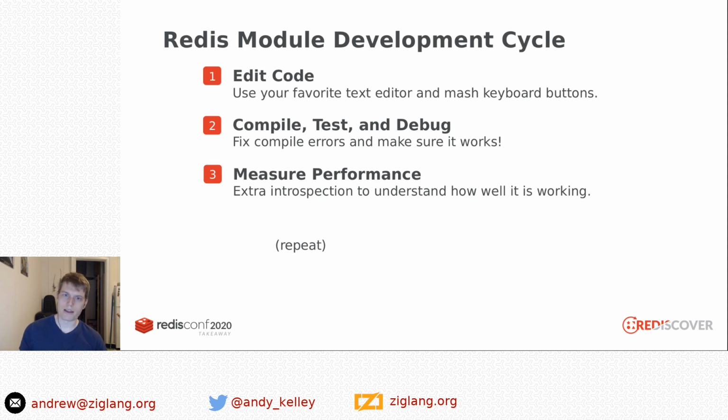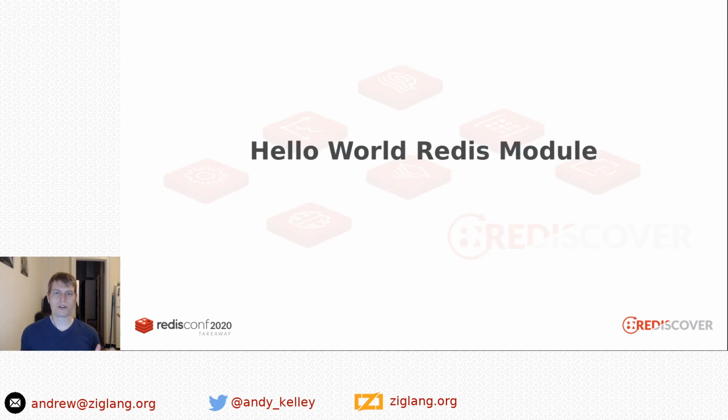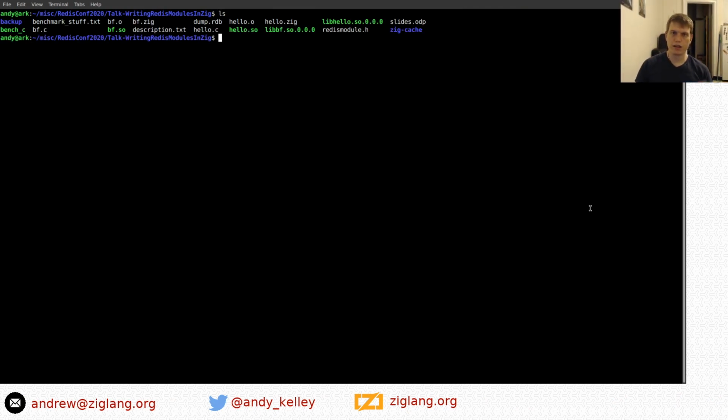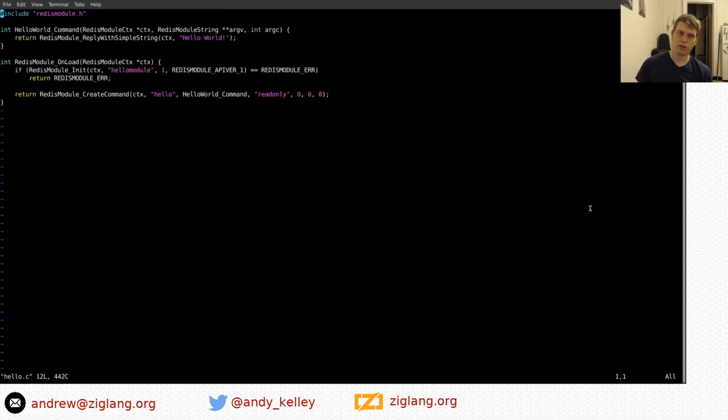So let's do that. Let's just jump right into this. This is going to be a demo-heavy presentation. First we're going to do a Hello World Redis module, and here we go. I'll switch you over to my terminal. We've got a directory with some files in it already. Importantly, I've already typed up the Hello World C Redis module so that you don't have to sit here and watch me type a bunch of code during this talk.